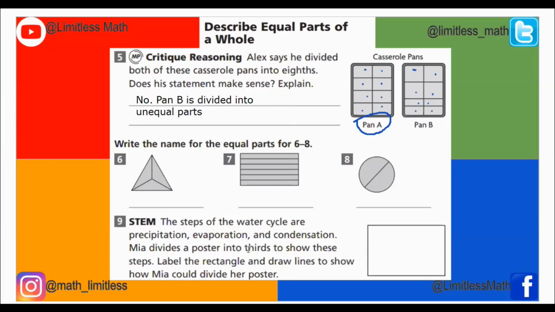Moving on to number 6, write the name for the equal parts. So this is simply asking how many parts has it been divided into equally or split into equally. And so we will count it, and that's how we'll come up with our name. So question 6, we have 1, 2, 3 is split into 3 equal parts. We call that thirds.